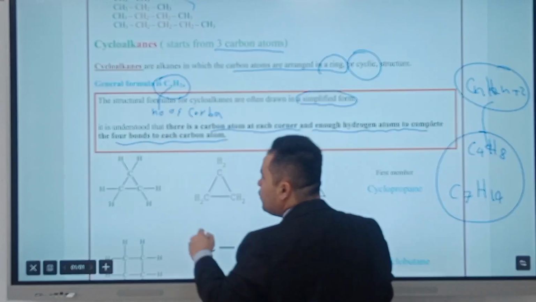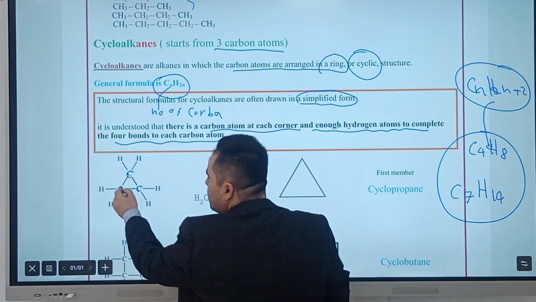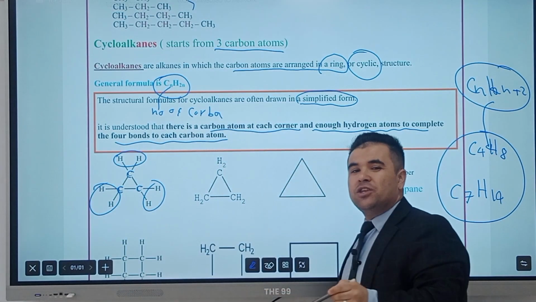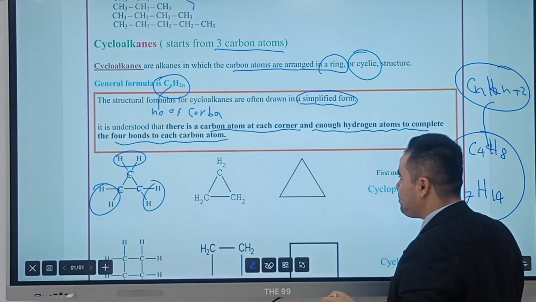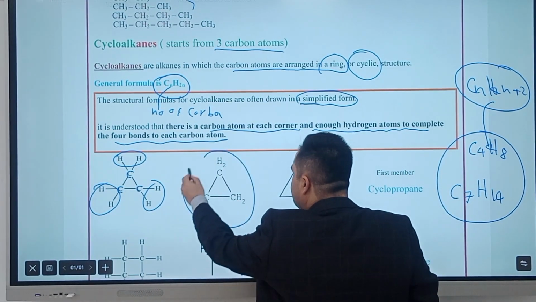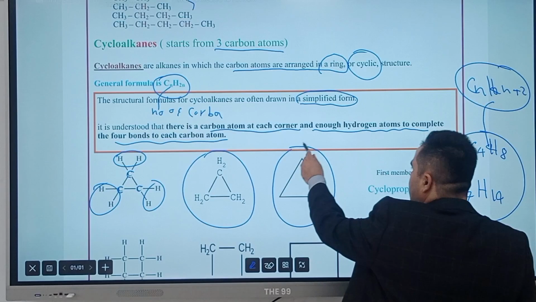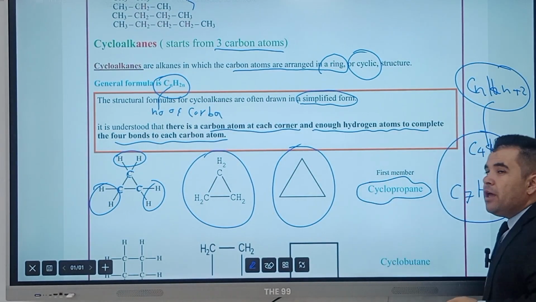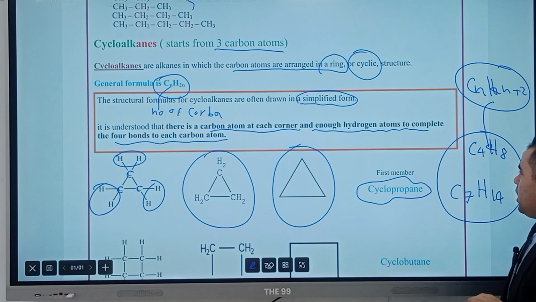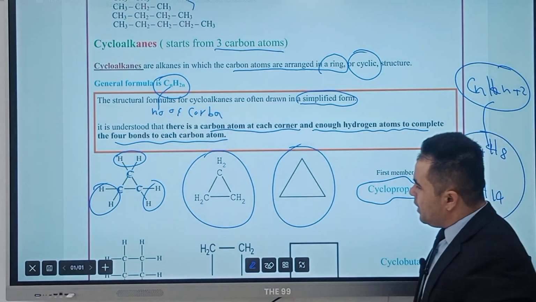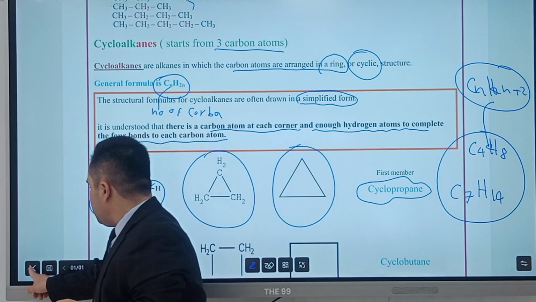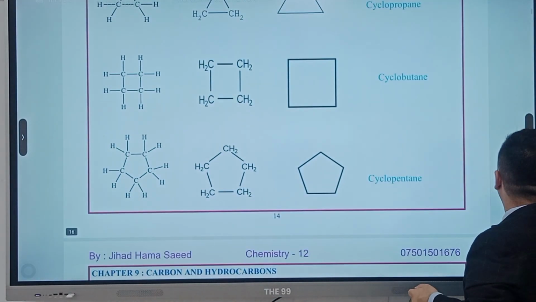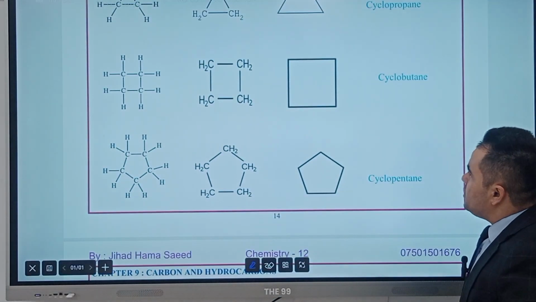For example, here the carbons are CH2, CH2, CH2. We do not have CH3 because there is no free end. And this is the condensed form, and this is the shape, and we call it cyclopropane. We will learn how to name them in the coming pages. We'll talk about the naming structure.